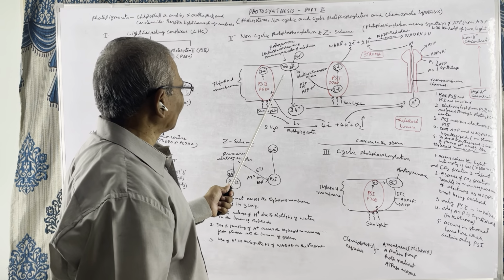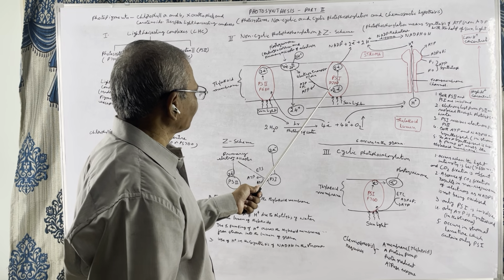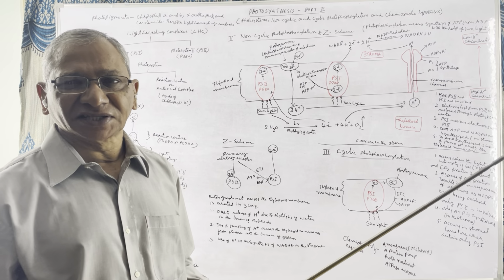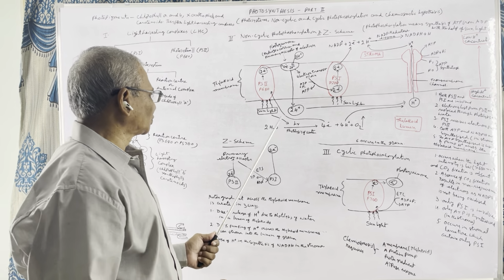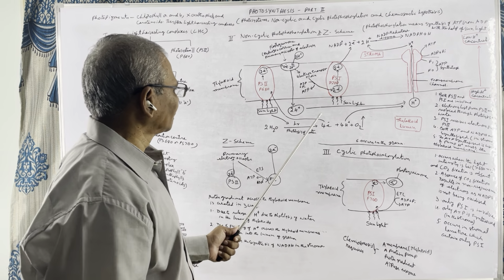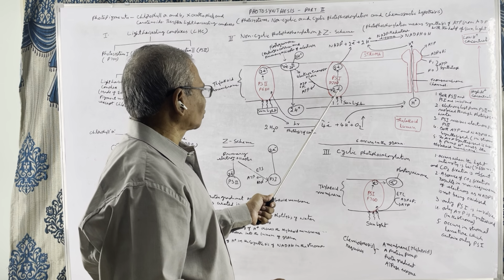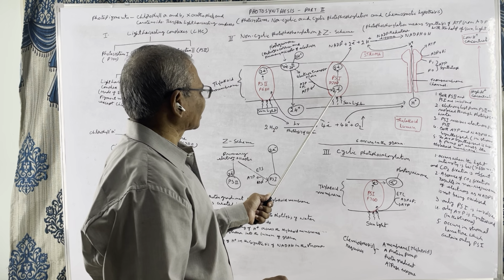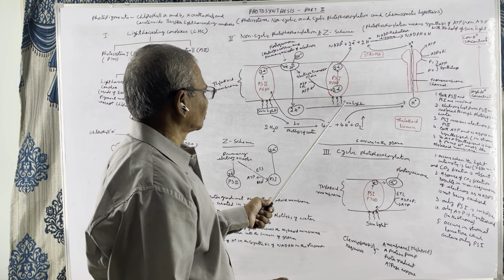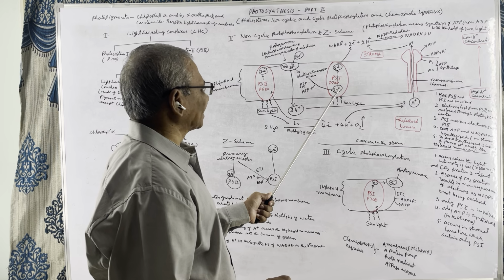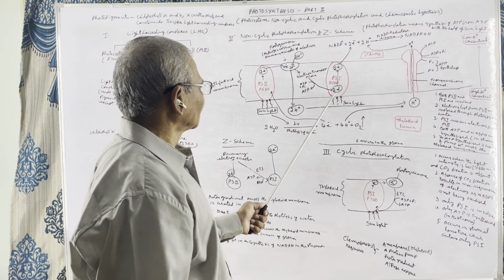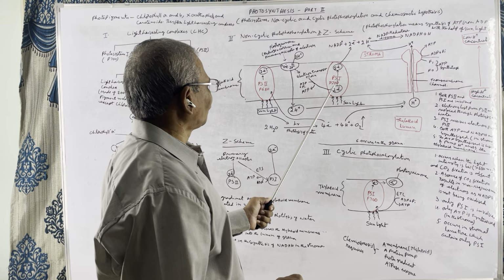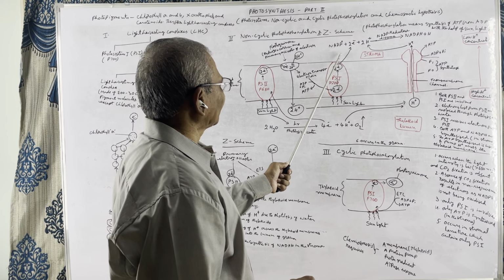So by the time electrons travel from here to here, they lose the excess energy they have gained when exposed to sunlight. Then, in photosystem 1, again the system is exposed to sunlight and these electrons gain energy. These electrons then leave photosystem 1 and enter the stroma.